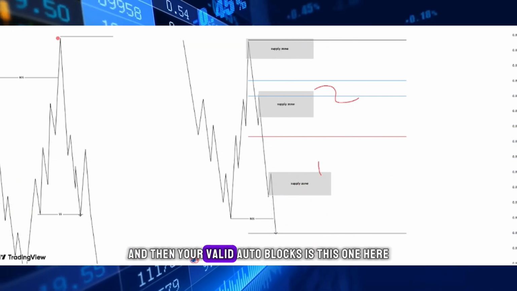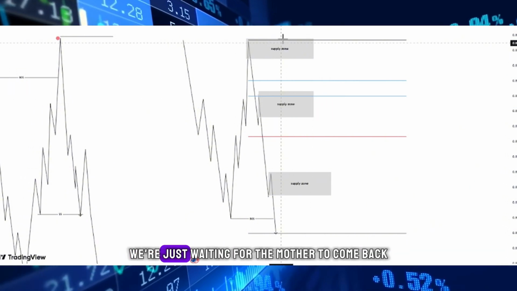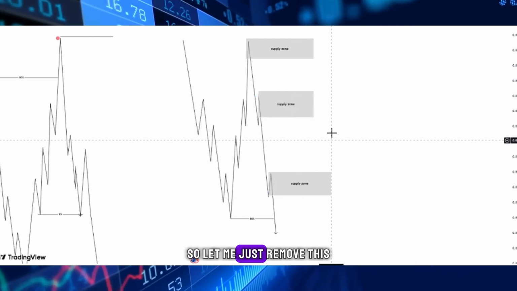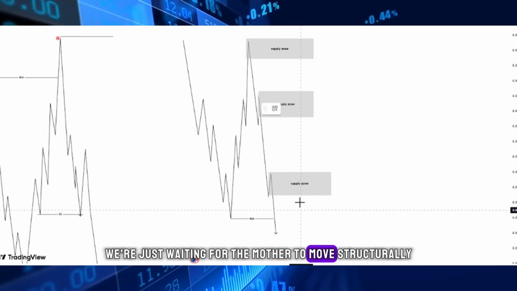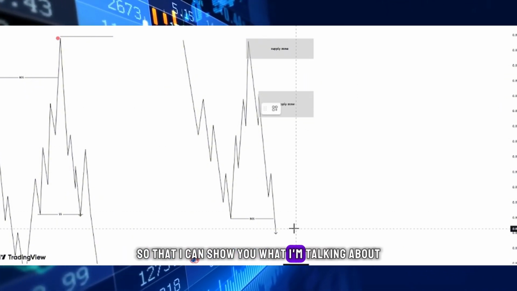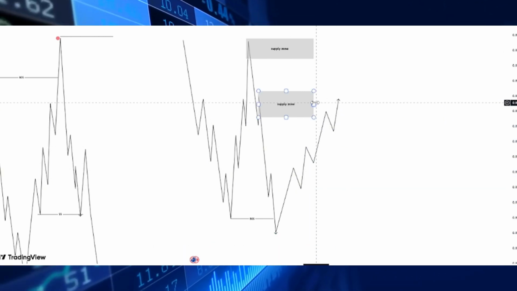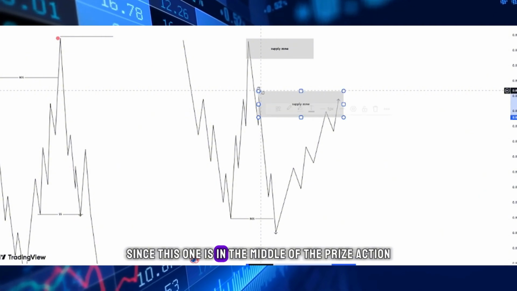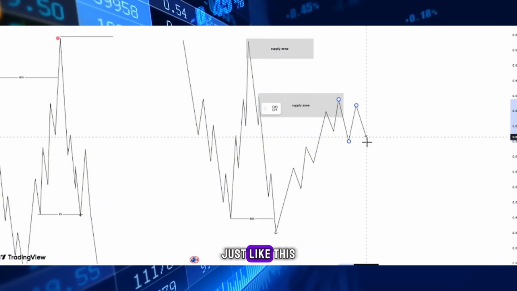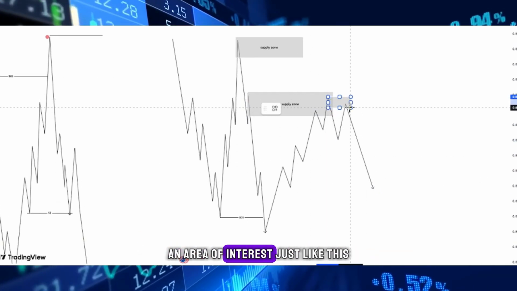And then your valid order blocks are this one here, the first one and the second one, and then we're just waiting for the market to come back structurally into that area. So let me just remove this. We're just waiting for the market to move structurally. So let me just remove this thing here so that I can show you what I'm talking about. So we're just waiting for the market to pull back up into this area. Then, since this one is in the middle of the price action, you have to wait for a change of character just like this, knowing that the market will just tap into an area of interest just like this and then sell off.